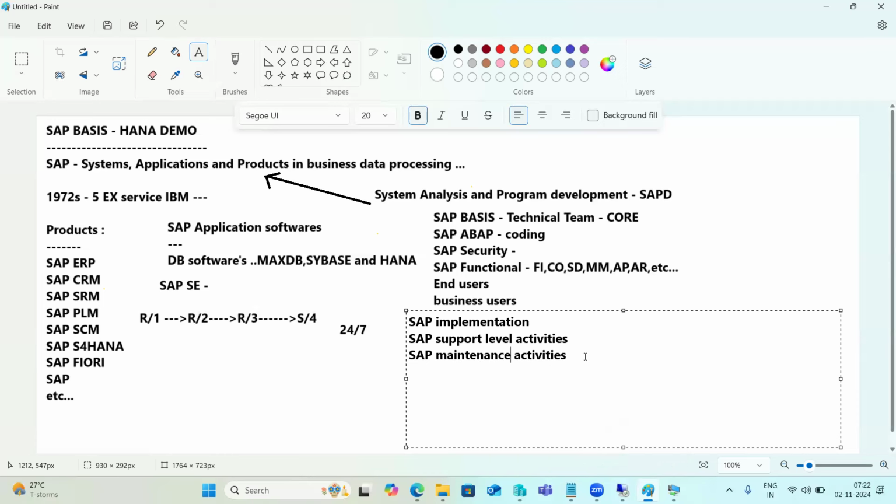Daily activities, weekly activities, monthly activities, yearly activities, background jobs, client copies, RFC profiles. So there are multiple topics. As per the course content which I said, multiple topics are there. Those topics come under the support and maintenance activities.